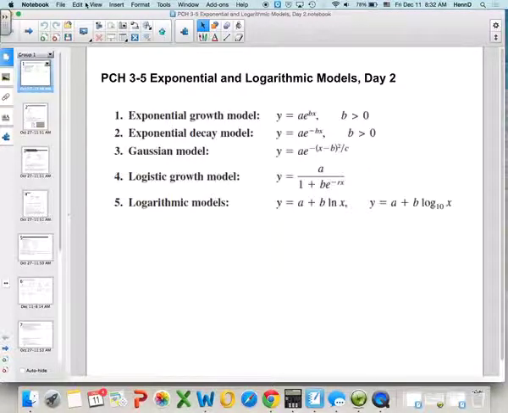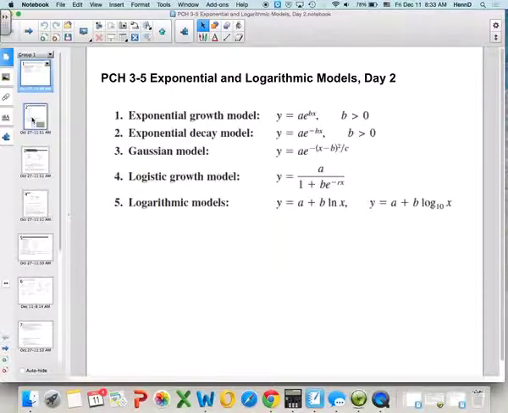So today what we're going to do is take a closer look at how the Gaussian model, the logistic growth model, and also the logarithmic model are used. We'll look at a couple of applications of each of these, and hopefully give you some time to practice with them in class and then finish up outside of class.